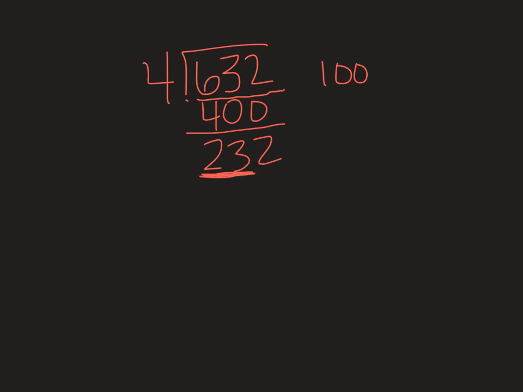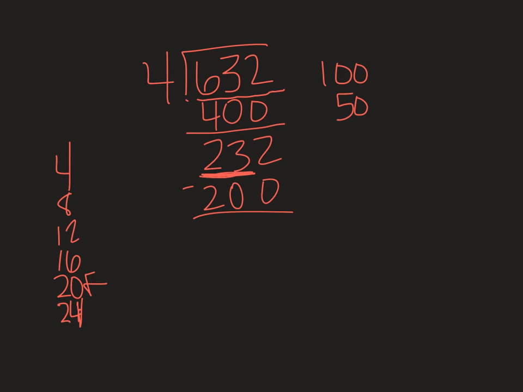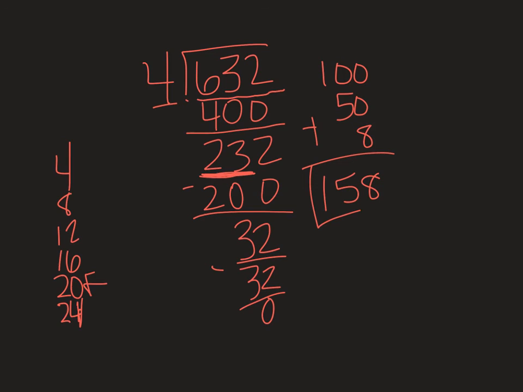Okay, I'm going to say how many 4's can go into 23. Well, I have 4, 8, 12, 16, 20, and if I go to 24, I'm too high. So it's going to be 5 4's. So I have 50 minus 200. Okay. Now if I subtract, I have 32 left over. So if I do 32 divided by 4, it's 8. So when I add all those together, I get 158. Well, there we go. If I subtract 32, I'm left with 0. So my answer is 158.